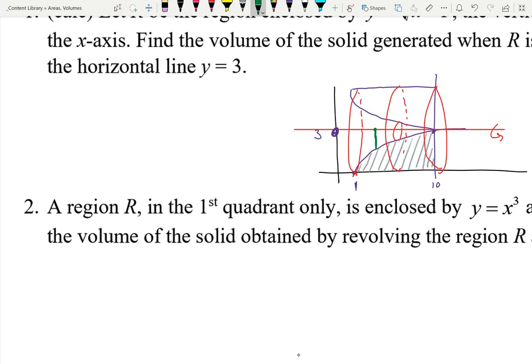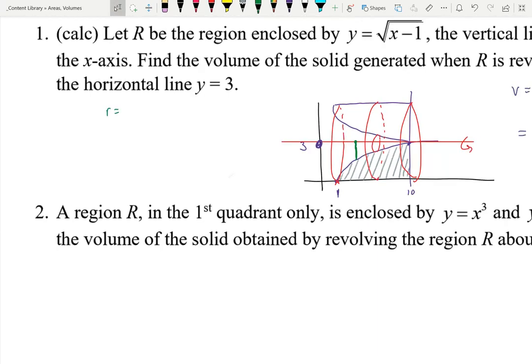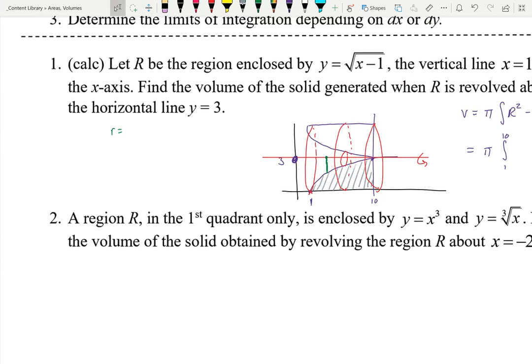Now, notice that the inner radius is defined by the function square root of x minus 1, but it is not just equal to the square root of x minus 1, because the value of square root of x minus 1 would actually be, let's see, I need a different color here, this height right here.